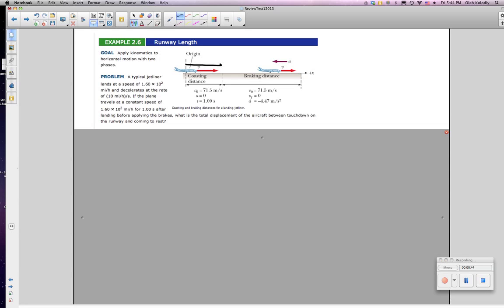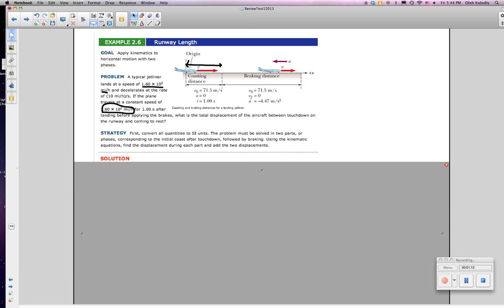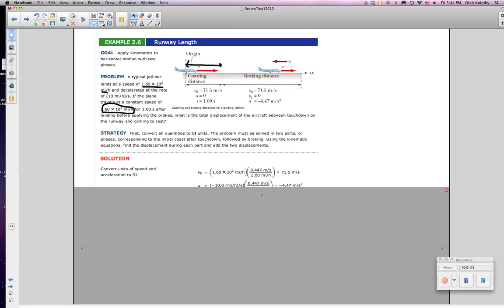Now, this is actually two problems. The first problem consists of just the first part, where the plane moves at constant speed for 1 second. It turns out that constant speed is 71.5 meters per second. You have to change the speeds from miles per hour to meters per second in both these places. So, using a conversion factor, those speeds and the acceleration also have to be converted, are 71.5 meters per second, that's 160 miles per hour, and minus 4.47 meters per second squared for the acceleration.